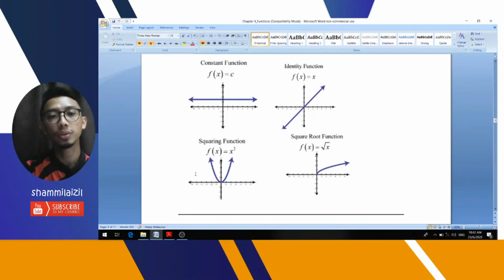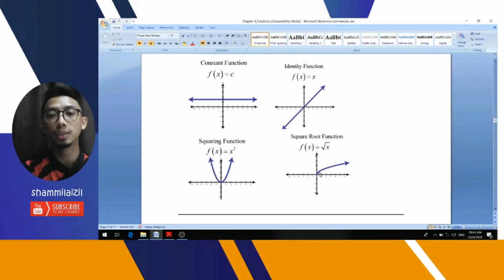Alright, so moving on to this one. This one is a squaring function, or well known as the quadratic function. Quadratic, you knew already that the graph will be a smile graph or a sad graph. Okay, so this is the new one for you, the square root function. Square root is actually the surd function. So f(x) equals surd x. The graph is like this.